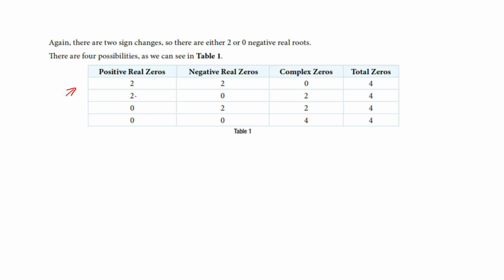So perhaps the 2 were positive and then none of them were negative. That would leave 2 for complex. Perhaps none of them turned out to be positive and real, and maybe 2 were negative. So you see what we're doing. We're just going through all the combinations. And then maybe none of them were positive or negative and real. That would have left all of them to be complex. So we're just using his principle and turning it into a table of all the possibilities.